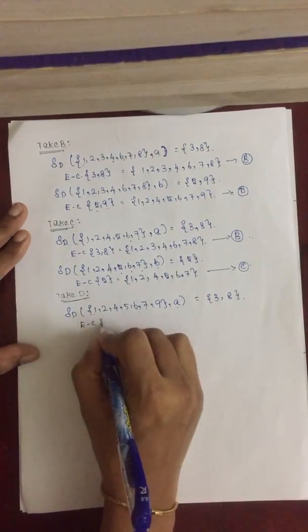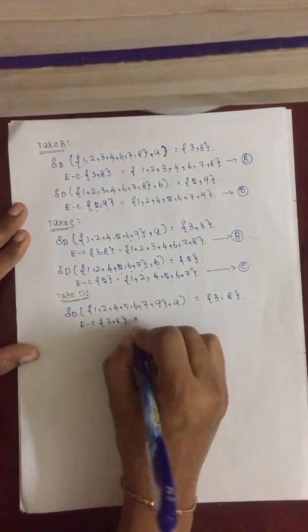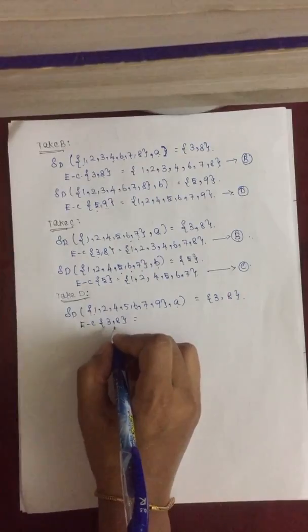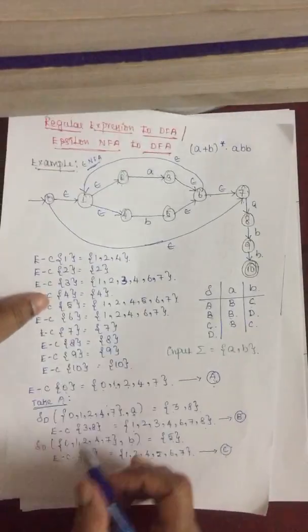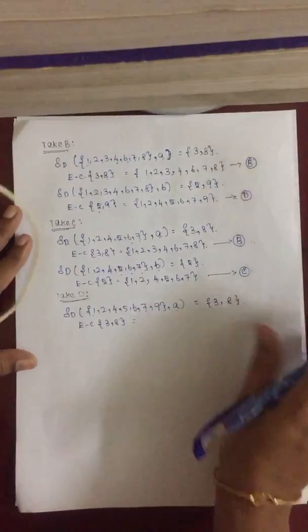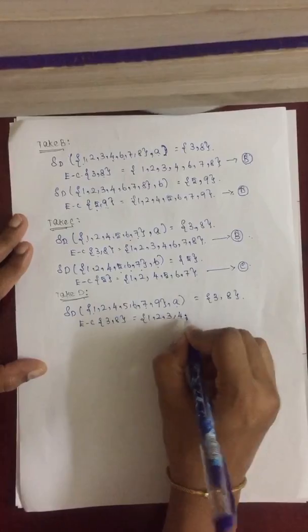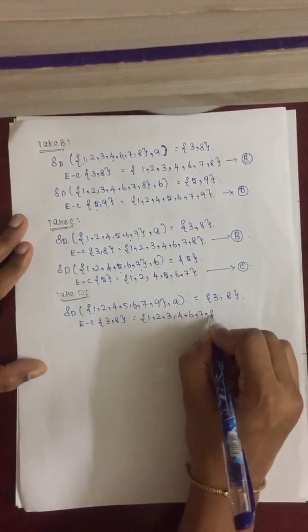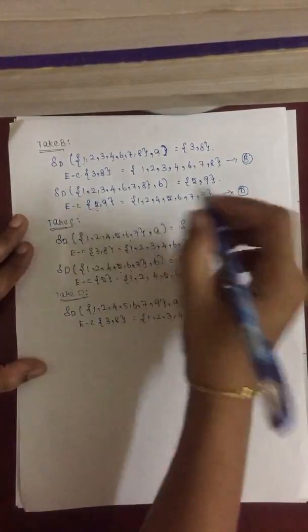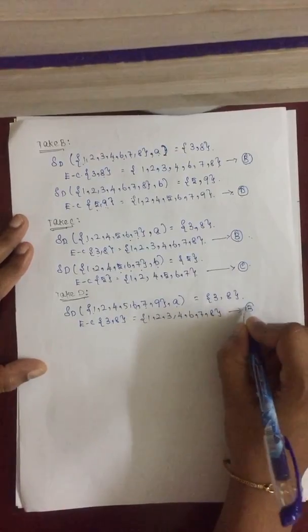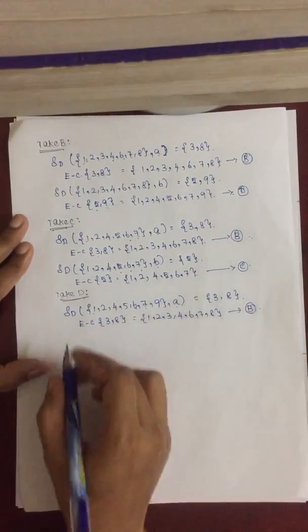Identify epsilon closure for 3 and 8. So you combine epsilon closure of 3 as well as epsilon closure of 8. After combining it, we will be getting 1, 2, 3, 4, 6, 7 and 8. You compare this set along with the previous sets, it is looking the same as the B set. So we are naming it as the B state.